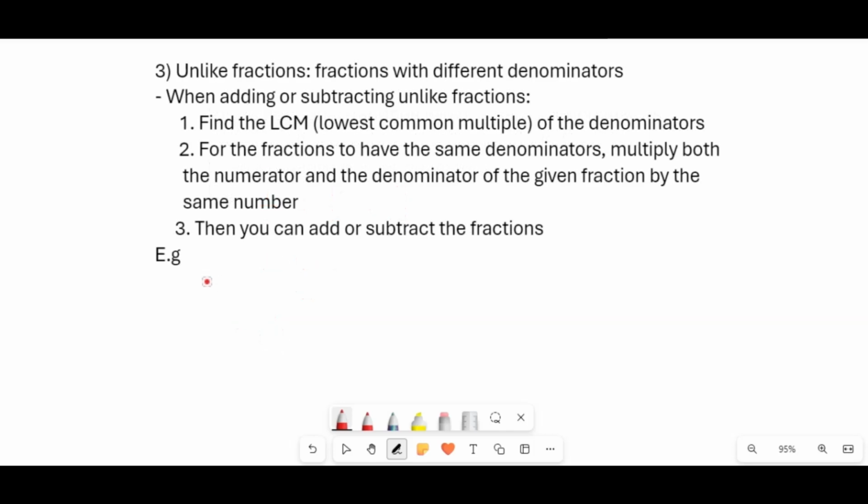You also get unlike fractions. Unlike fractions are fractions with different denominators. So when you have to add or subtract unlike fractions, what you first want to do is find the lowest common multiple of the denominators. This is usually the smallest number the denominators can divide into. Then you want to ensure that the denominators are the same, and you do this by multiplying both the numerator and the denominator of the given fraction by the same number. Then you can either add or subtract the fractions depending on the instructions that you've been given.